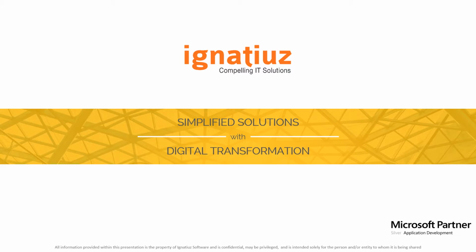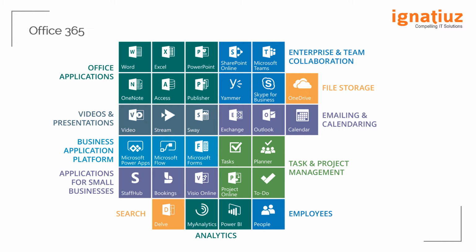Let's look at the list of all the Office apps. Okay, here is the list. There are some of the default Office applications like Word, Excel, PowerPoint, OneNote, Access, and for enterprise and team collaboration, SharePoint Online, Microsoft Teams. For file storage, we have OneDrive. For emailing and calendaring, we have Exchange, Outlook, Calendar.